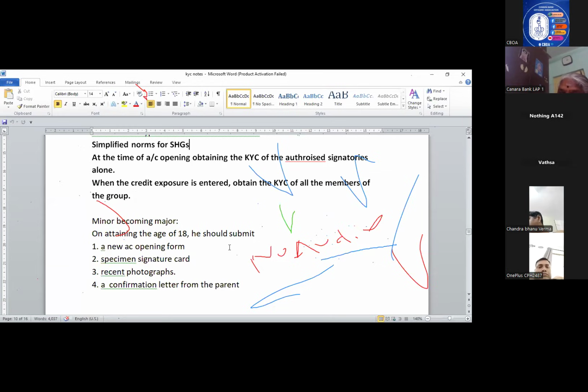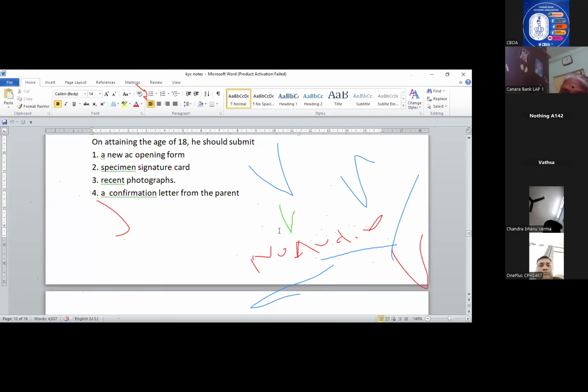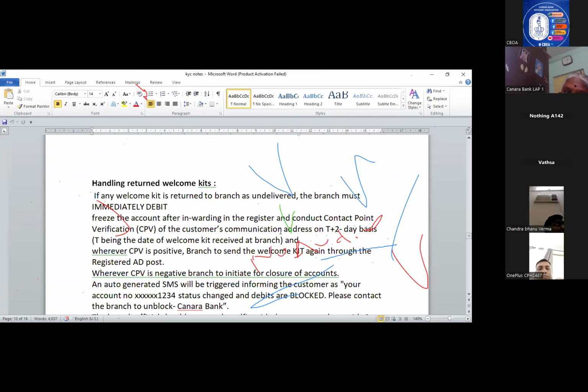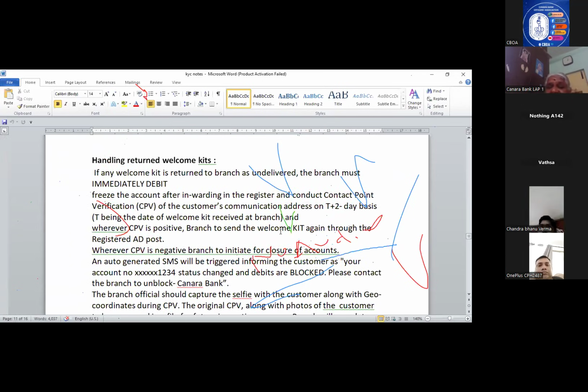Many branches are not getting the account opening form. Please take care. Whenever a minor comes and becomes a major, we have to get a new account opening form. This is a must. Okay. Then handling returned welcome kits.